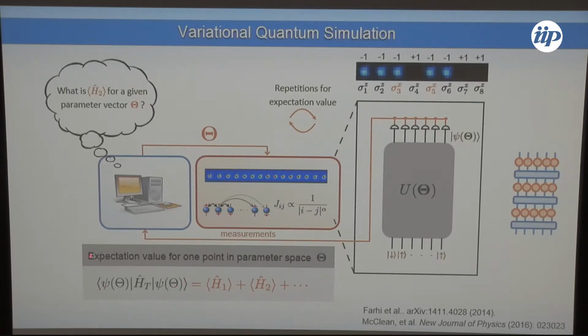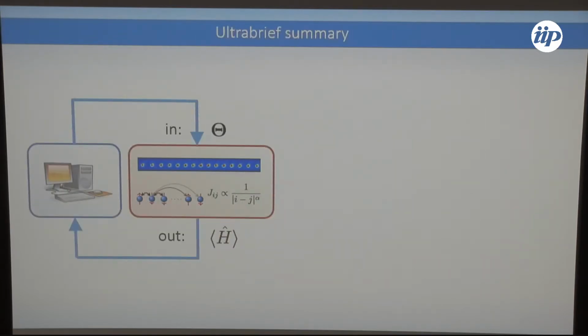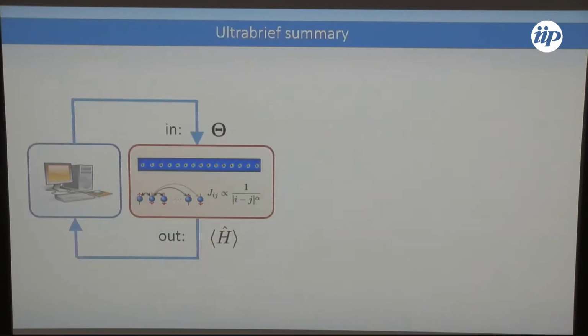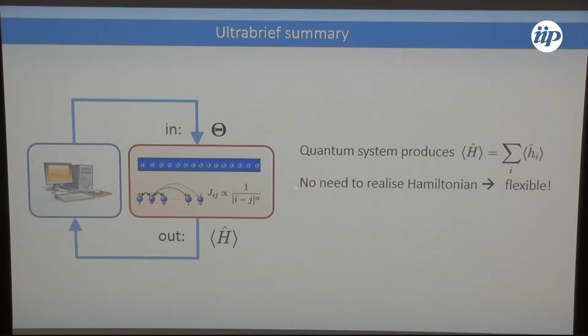And this is just one expectation value for one set of parameters. I have to do this many times. And then in the end, if we have all these expectation values, the classical computer can run an optimization algorithm to figure out what are the best values for this. So in a very short summary of what I've just told you, we have a classical quantum feedback loop. The quantum system does the quantum part, so it produces expectation values of operators. And this way we can, in the end, construct ground states of our Hamiltonian in the lab. We never have to realize the Hamiltonian.